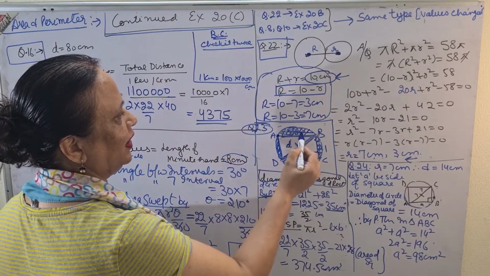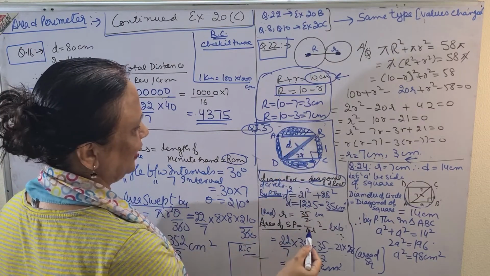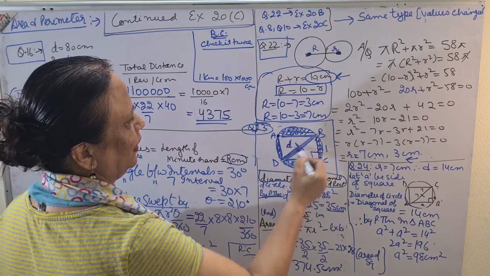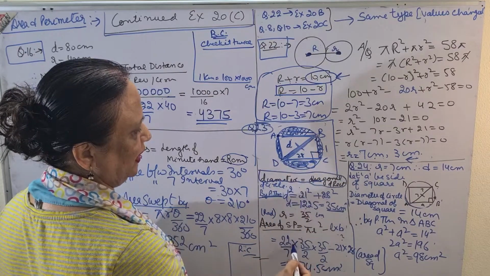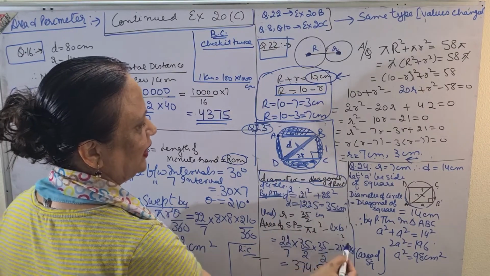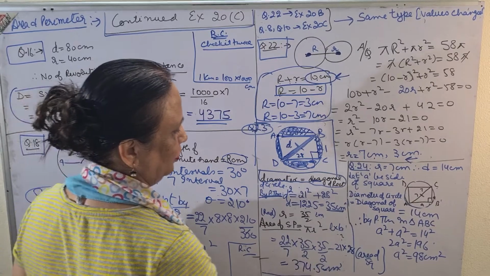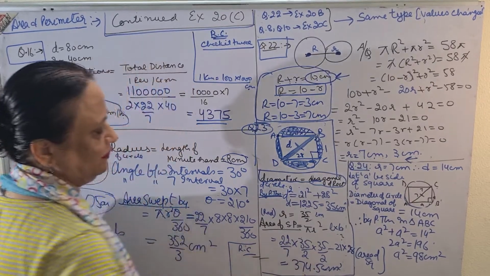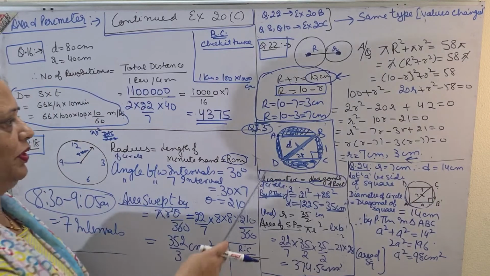Then to find the area of the shaded portion, it is very simple. Area of the circle minus area of the rectangle, which I have already done, 22/7, and the calculations you people will do yourself and verify the answer with me. So this is the method of doing this sum.